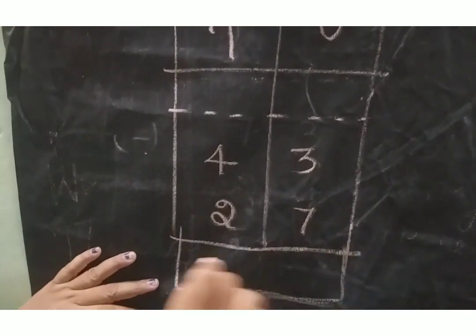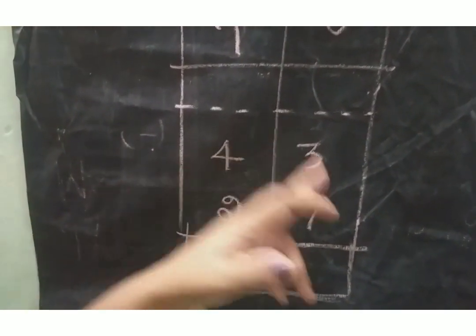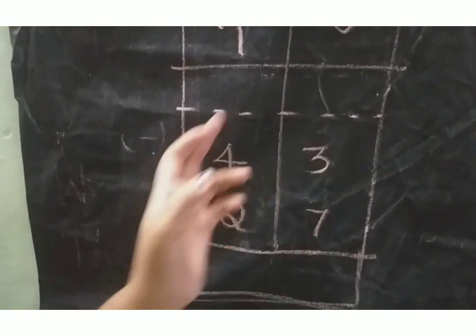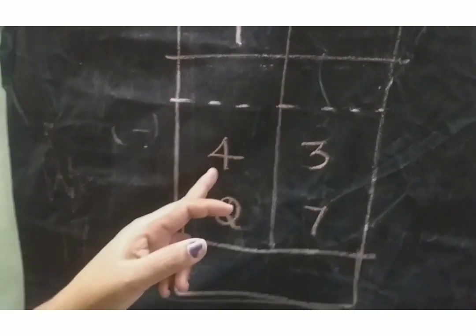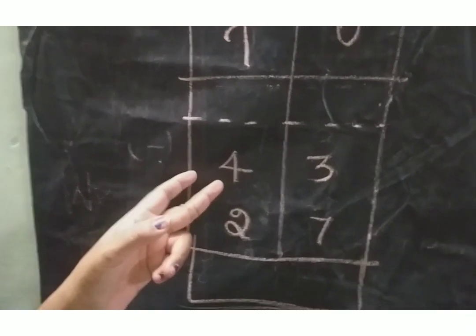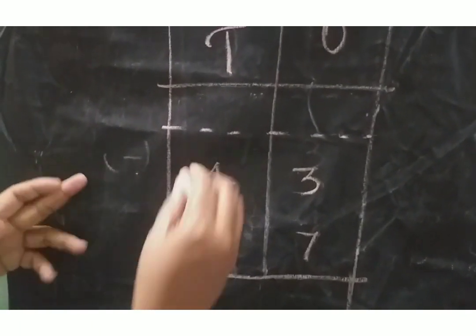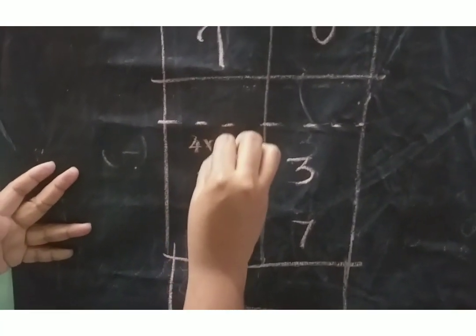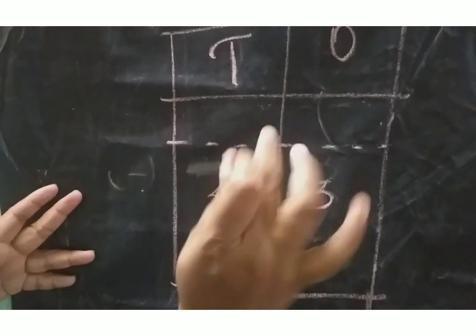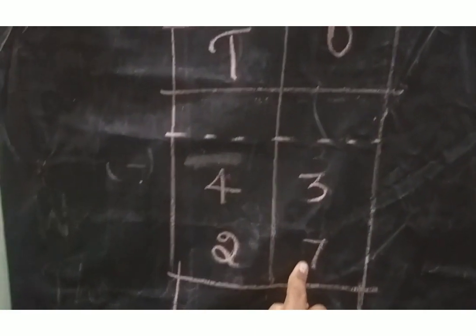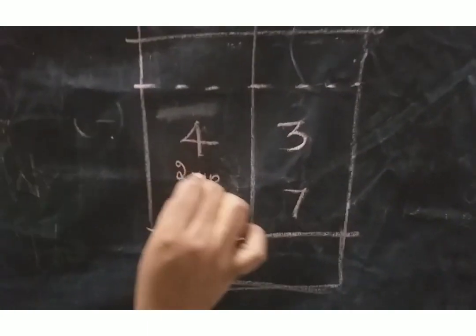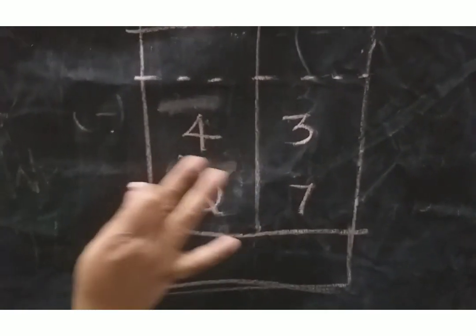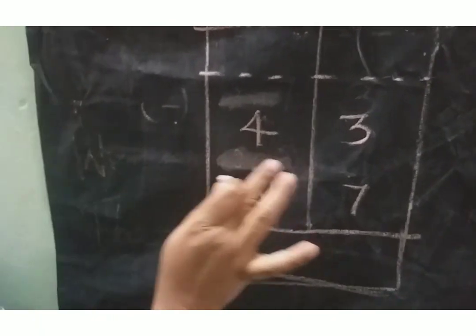Here, first of all, you have to find how many ones are there. In the first number, 3 ones are there, isn't it? And 4 tens. How many tens? 4 tens are there. And here 7 ones and 2 tens. 2 tens are there. Just remember that.